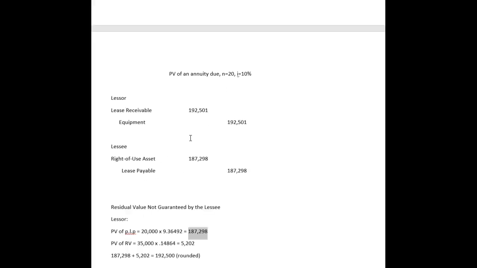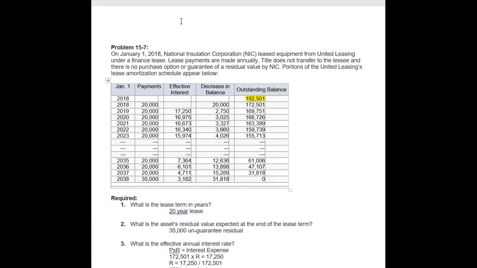Again, you wouldn't do the accounting for both in this case, but that just gives you the example there so that you can see what happens when there's an unguaranteed residual value. So hopefully this has helped clarify a little bit about how you can read an amortization and how you can deduce different things just by looking at the amortization chart.